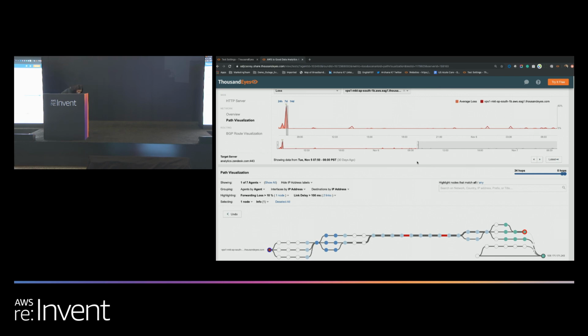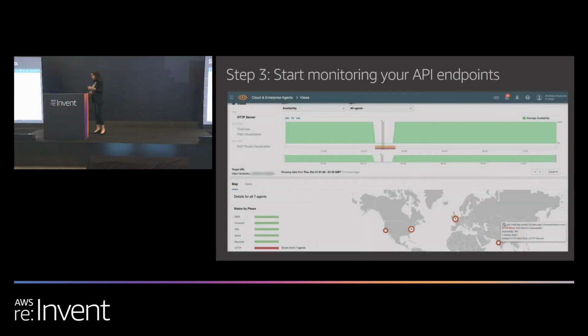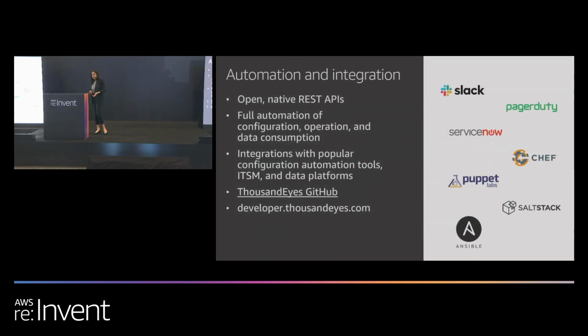I'm going to switch back to the slides here. We're going to skip over this. This is what we actually saw in the demo where we have issues with the end-to-end network path and your actual API call itself.